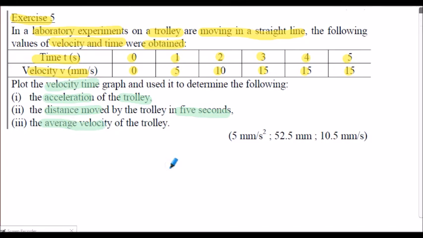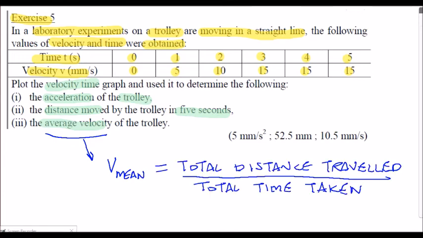The average velocity is essentially the total distance travelled divided by the total time taken. I'll just write that down. So average velocity, sometimes it's called mean velocity. If you go back to statistical work, the mean velocity, the average velocity, it's just literally the total distance travelled divided by the total time taken. So that's what part 3 of the question wants you to find, the average velocity.